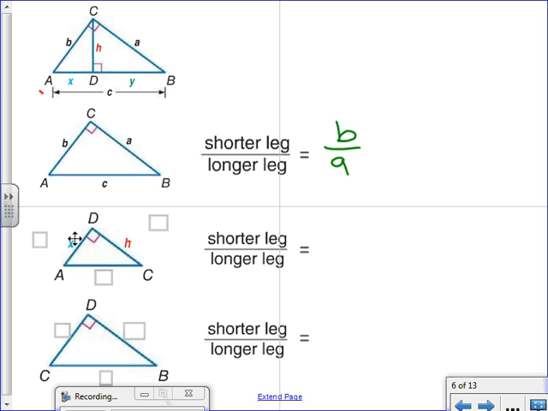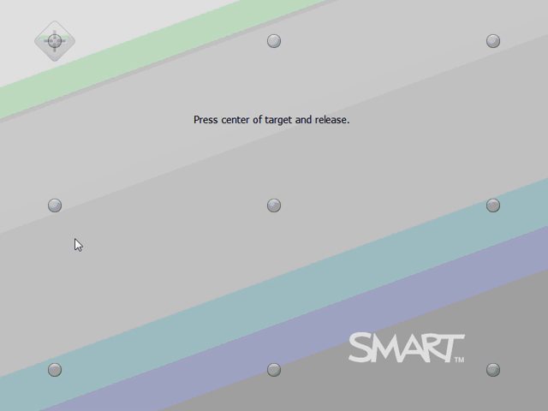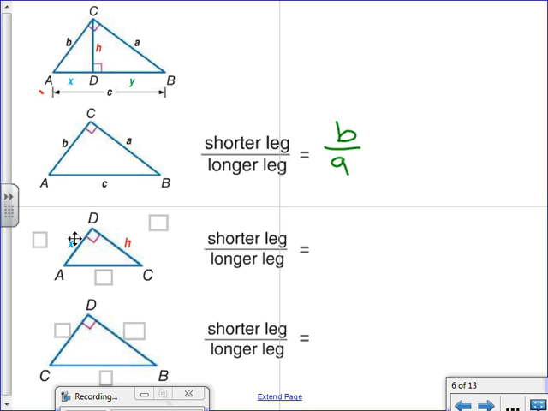Shorter over longer. Yep. It should be X over B. B is longer than H. B is the hypotenuse. We're leaving the hypotenuse out because that's just the way I'm setting it up. And then let's do the same thing. This equals what? H over Y. And then I want to use the magic pen so that I can do something.